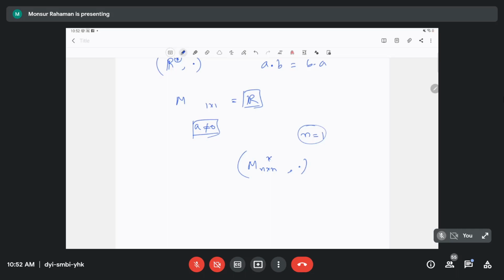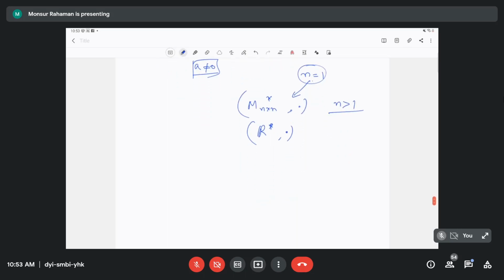Normally this is a non-abelian group. This is not a commutative group, but there is also n equals 1, when it will become the R star dot group. That's why it is abelian only when n is equal to 1. Otherwise, for n greater than 1, it will be a non-abelian group. Okay, so group is completed.